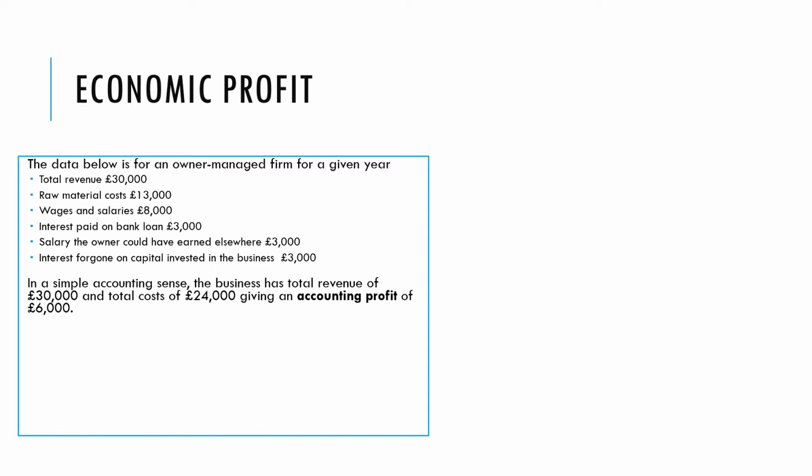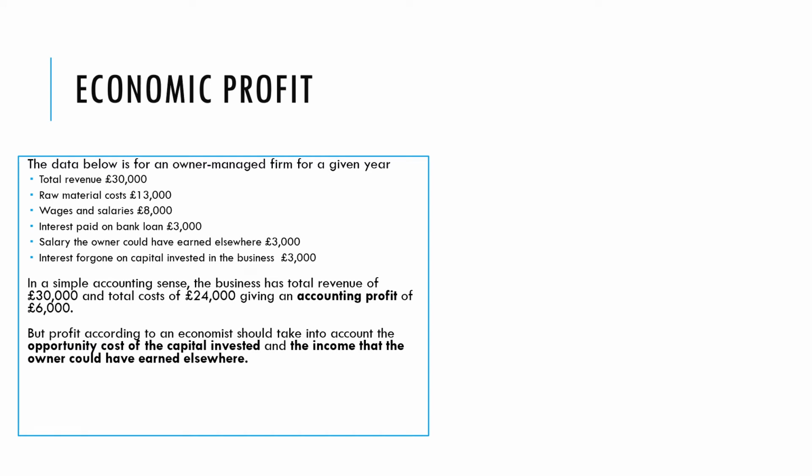So in a simple accounting sense, in a very simple traditional business sense, the business has a total revenue of 30,000 and total cost of 24,000, that is 13, 8 and 3. So that means the business is giving an accounting profit of £6,000.